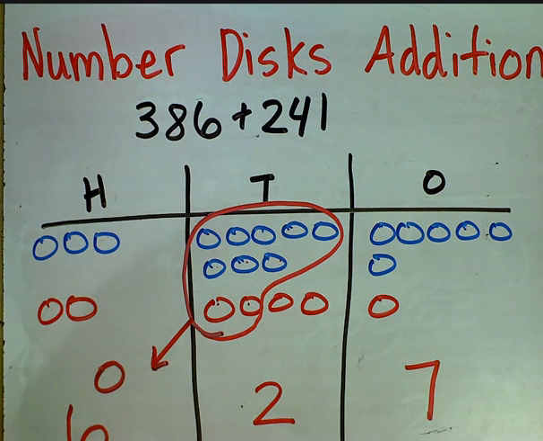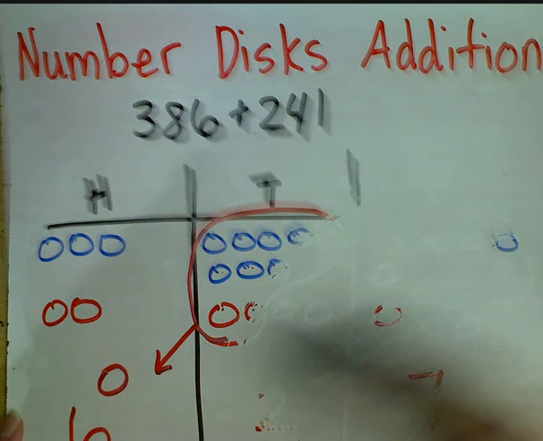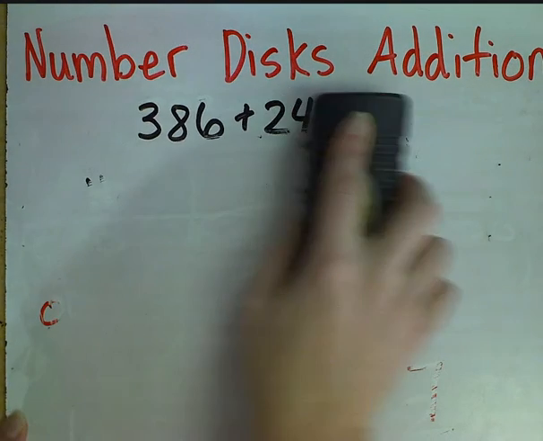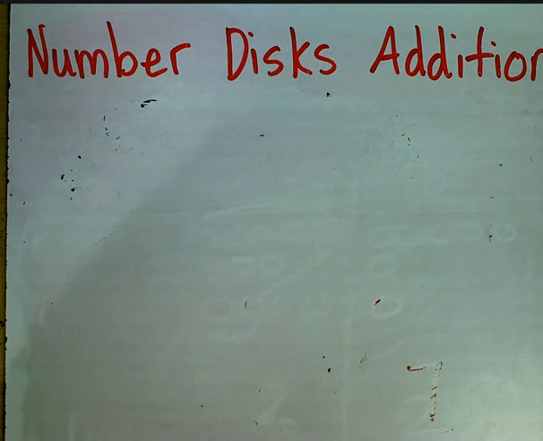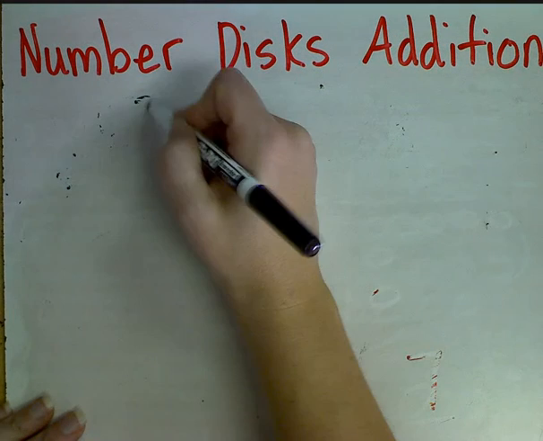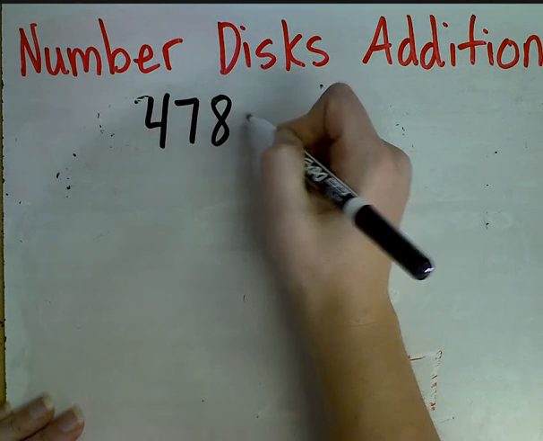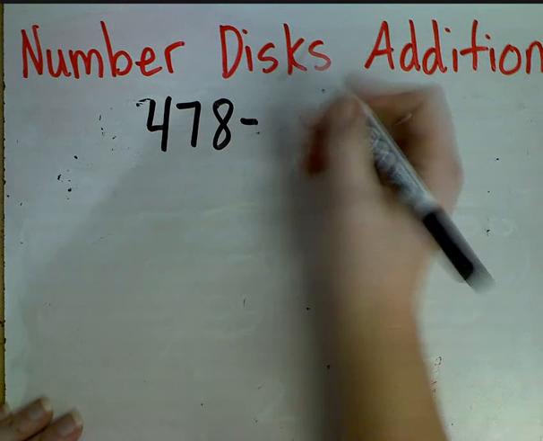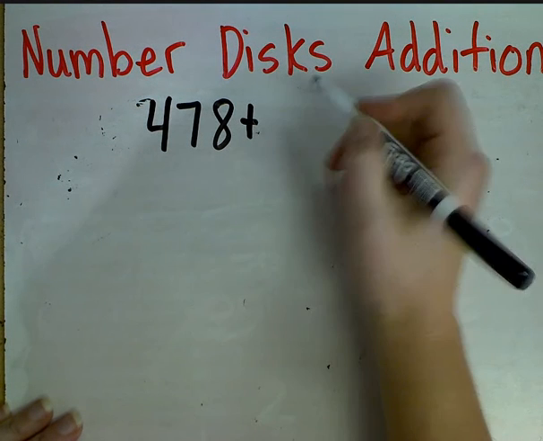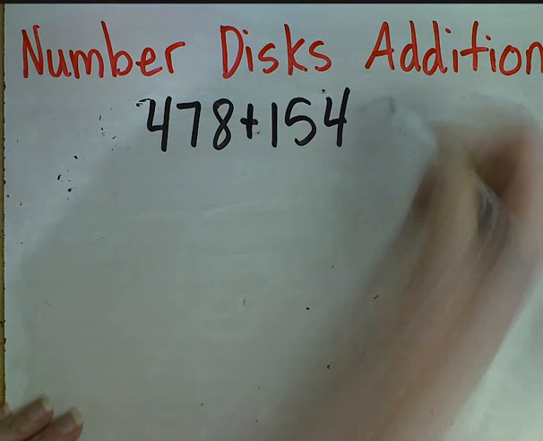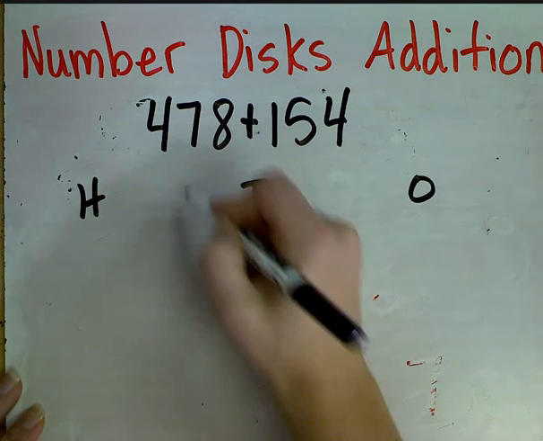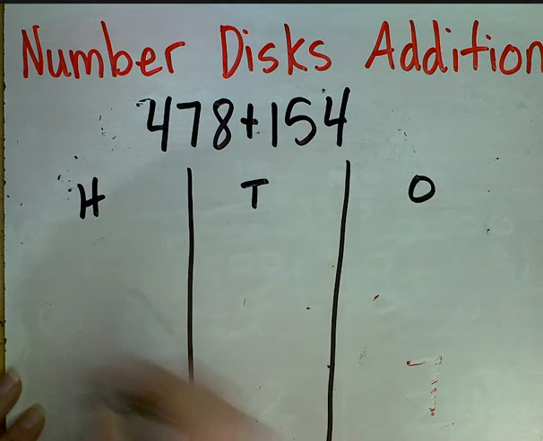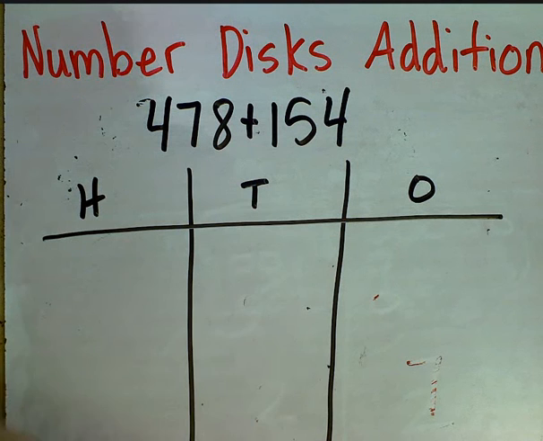Let's take a look at one more. Now I'm going to look at 478 plus 154. And I'm going to draw my hundreds, tens, and ones, or my place value chart, as some students may know it by. I'm going to go ahead and do my first number, 478.